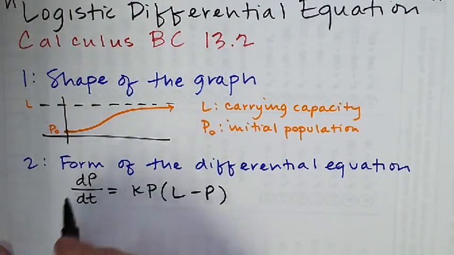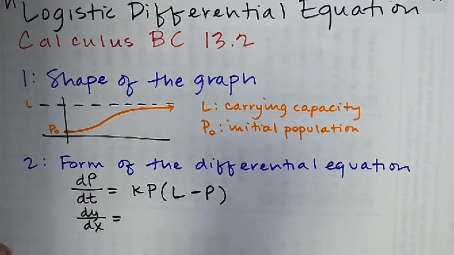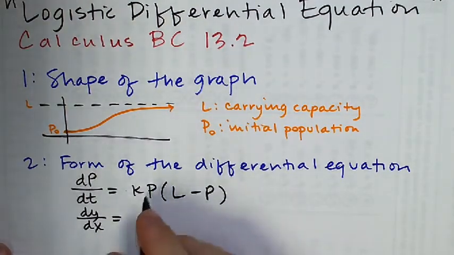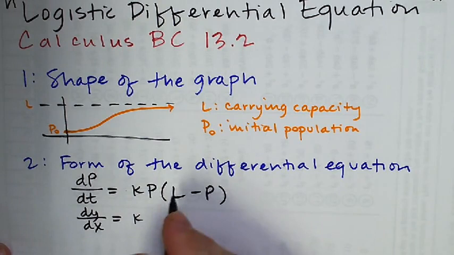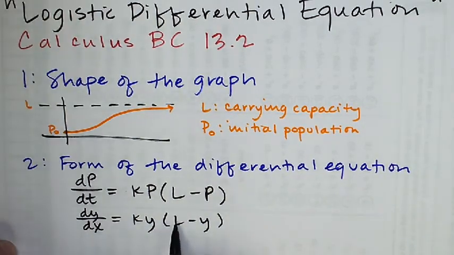But it isn't always dP/dt. It could be dy/dx, and we're pretty familiar with that type of differential equation. So I'm going to write that as well. That would be k, the dependent variable is y, times L minus y. And again, they don't always write it as L minus y.